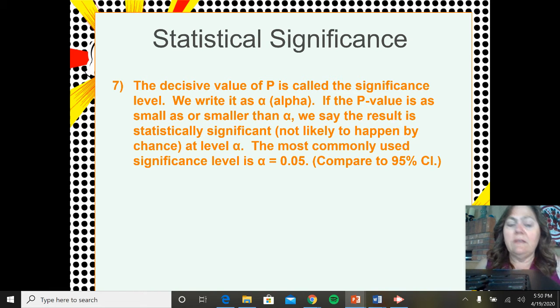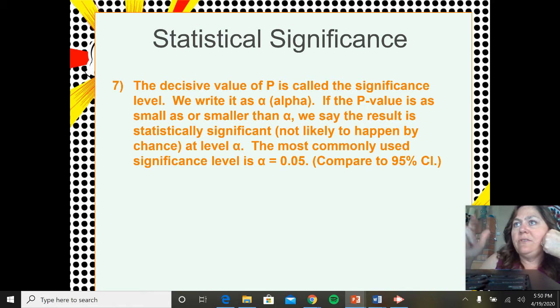We've got number 7, statistical significance, to go through. The decisive value of P is called the significance level, and it is written as alpha equals, alpha being that little fish looking thing. If the p-value is as small as or smaller than alpha, then we can say the result is statistically significant, and that's going to be in your conclusion.